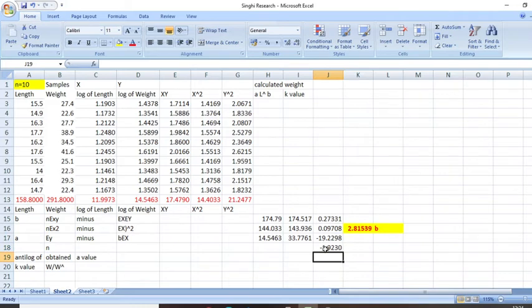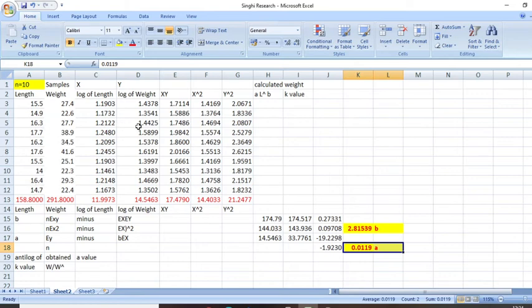So now we need to take the antilog of the obtained a value. The antilog of the obtained a value, with base 10, is 0.0119. You can take it using an online calculator. Then we got this a value and b value.